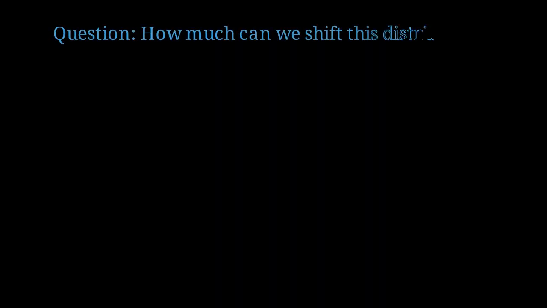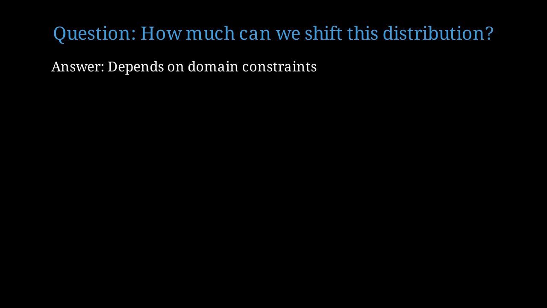Here's a key question. How much can we realistically shift this probability distribution through iterative improvement? What's the theoretical upper limit? The answer depends on the fundamental constraints of the domain. In software ideas, we might shift the mean score from 5 to 8. In regulated industries like pharmaceuticals, we might only shift from 5 to 6.5 due to regulatory constraints.